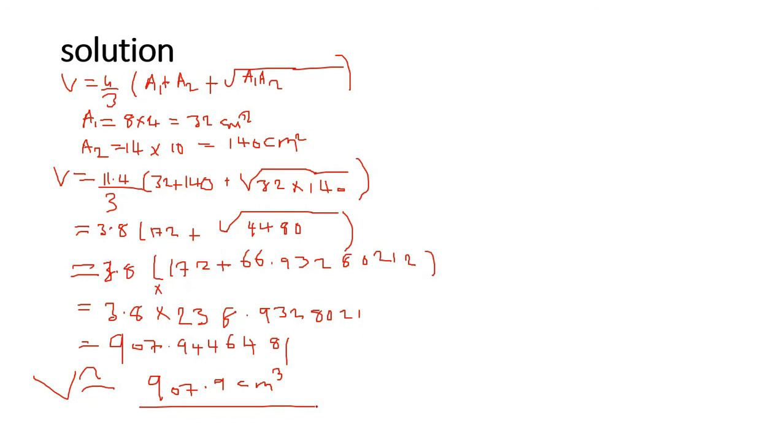So this is what you do when you're using the general formula. First of all show how you're finding A1 and A2, and then finally you substitute into this formula and find the actual value. Alright, so that is how we handle the issues of a frustum.